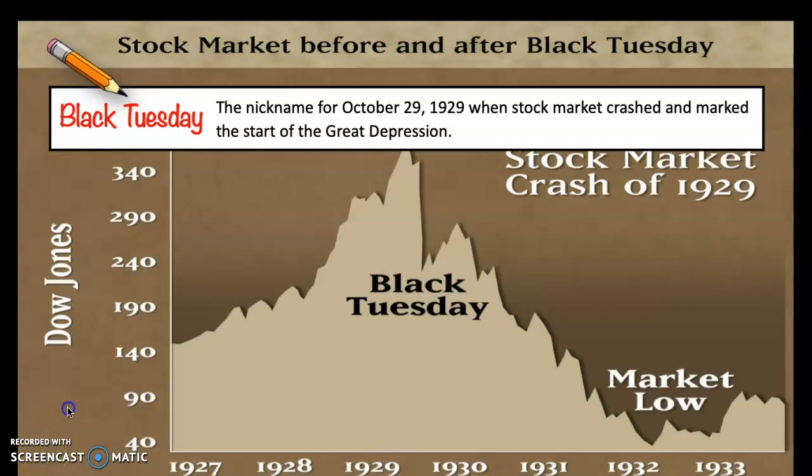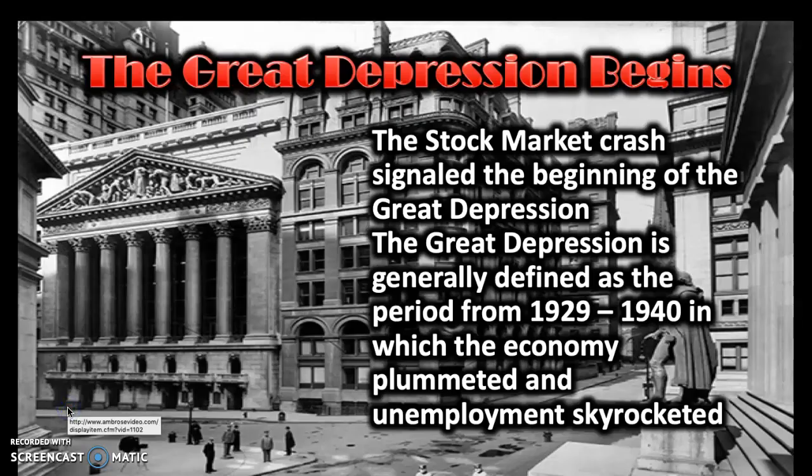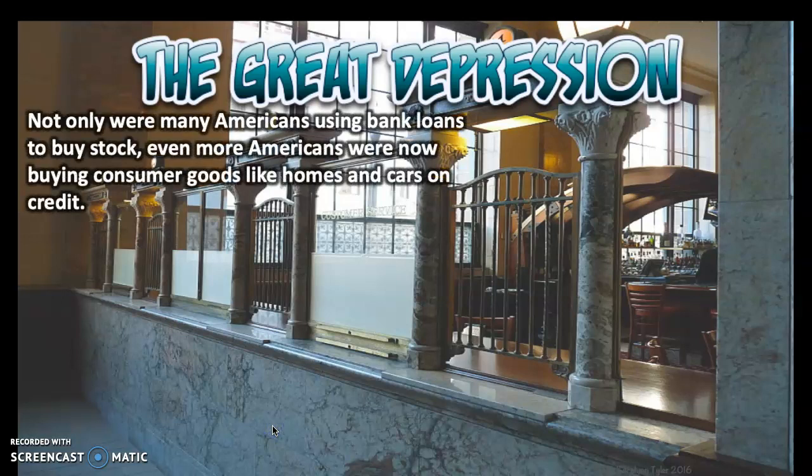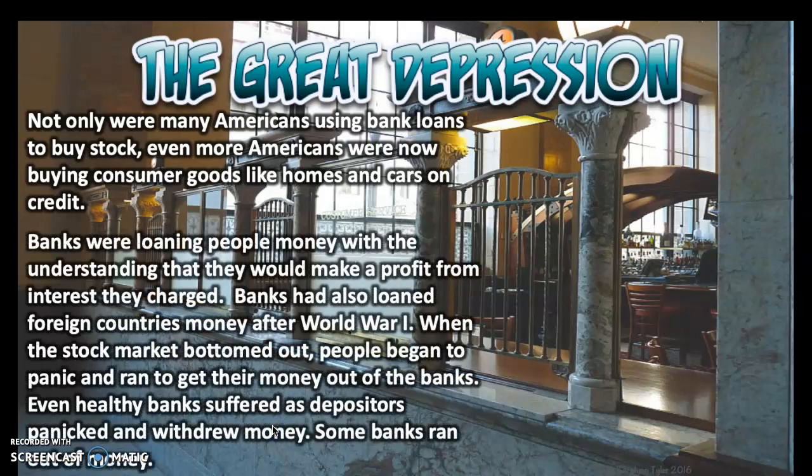Okay, let's move on. The stock market crash signaled the beginning of the Great Depression, which is defined from 1929 to 1940, where our economy plummeted and unemployment skyrocketed. Not only were Americans using bank loans to buy stock, but even more Americans were buying consumer goods like homes and cars on credit. Banks were loaning people money with the understanding that they would make a profit from the interest they charged. Banks had also loaned foreign countries money after World War I.